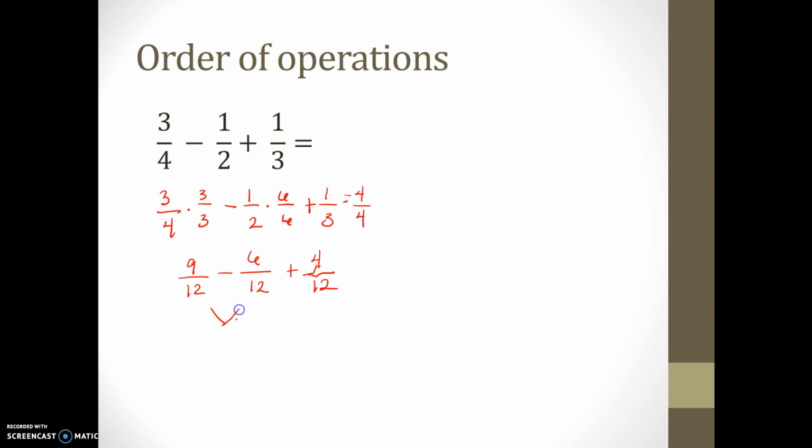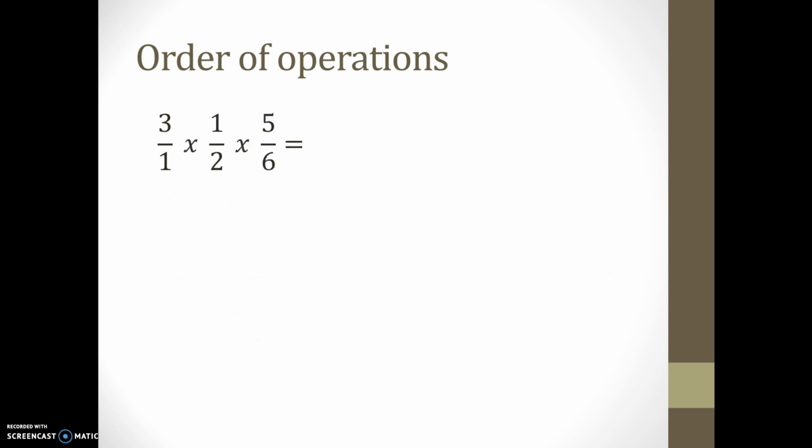Okay, now I'm ready to rock and roll. So I'm going to subtract first. 9 minus 6 is 3. So I have 3/12 right here, and I still have to add that 4/12. So I'm just going to go ahead and finish that off. And my answer is 7/12.